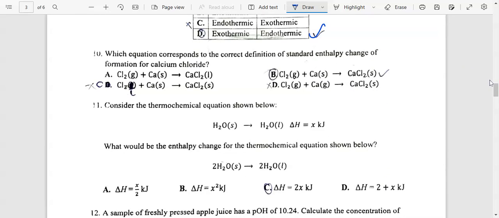Whenever you see energy on the product side, that should be exothermic because energy is released. At times we're going to see delta H is negative. Just know that that's exothermic. If it is positive, that's endothermic.